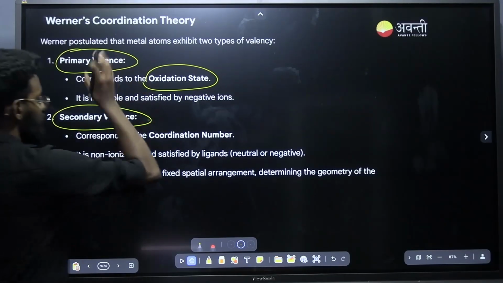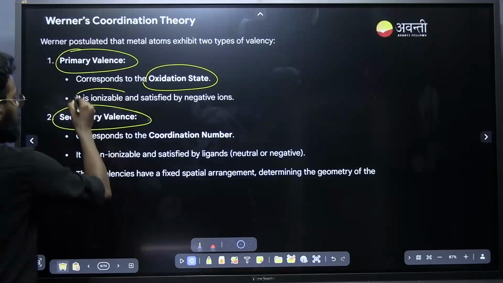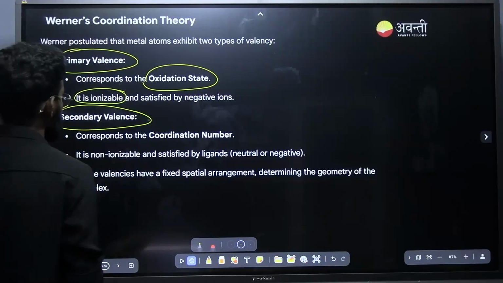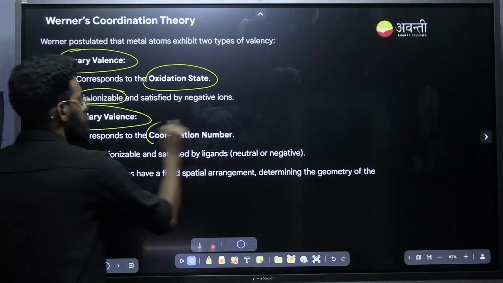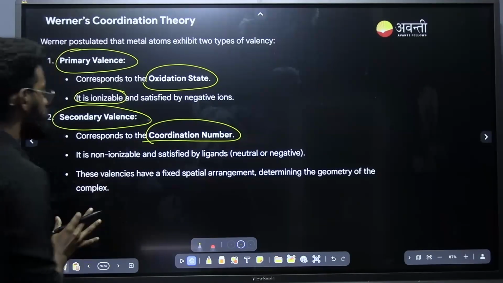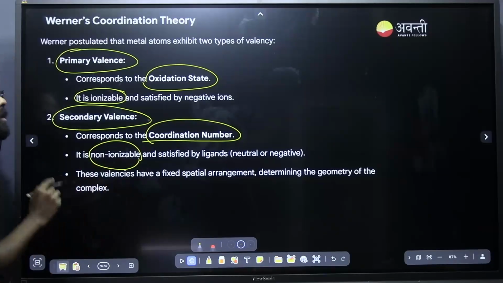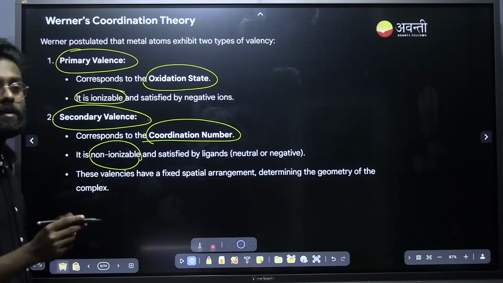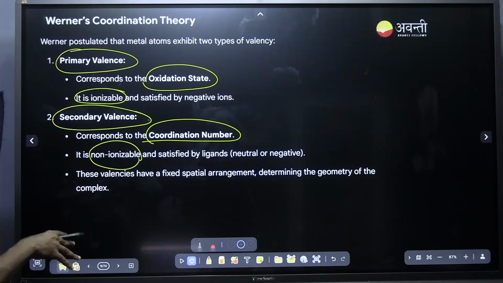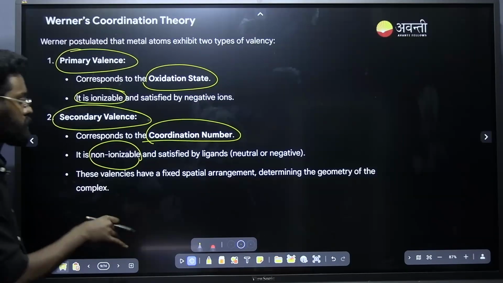The ligands which satisfy this primary valency are ionizable. Now coming to secondary valency. What is secondary valency? Secondary valency is nothing but the coordination number. Just find out the coordination number of it. That is the secondary valency, and they are non-ionizable. Why are they non-ionizable? Because they are inside the coordination sphere. As it is inside the coordination sphere, it is very stable. It can't be broken.